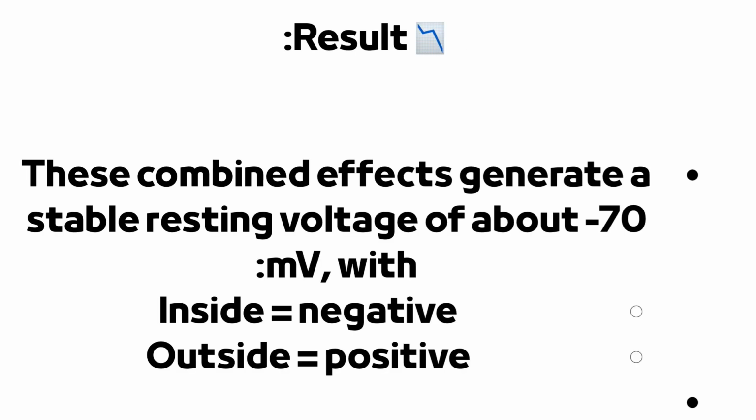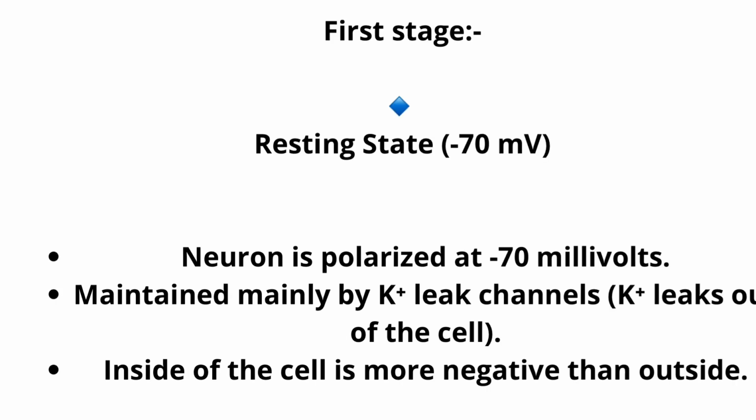Result: these combined effects generate a stable resting voltage of about -70 millivolts, with inside equals negative, outside equals positive. First stage, resting state, -70 millivolts. The neuron is polarized at -70 millivolts. Maintained mainly by K leak channels, K leaks out of the cell. The inside of the cell is more negative than outside.